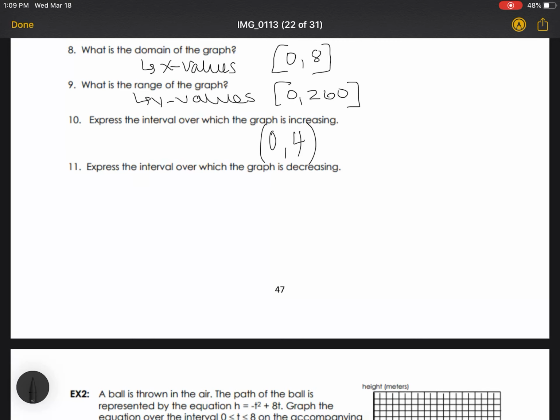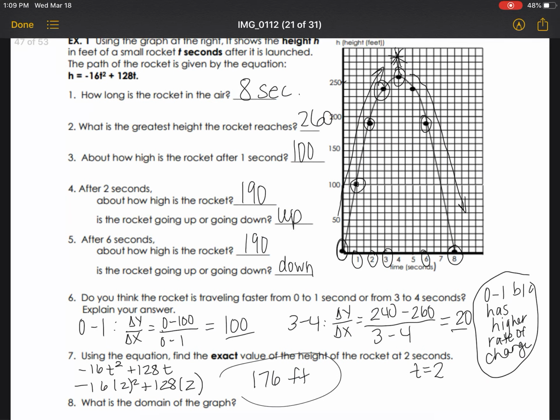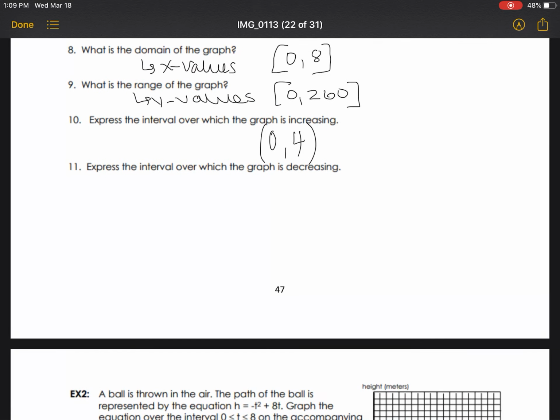Number 11 says state the interval that it's decreasing. So again, it's decreasing from the point when it hits its max height to where it hits the ground, so from 4 to 8 seconds. And just like before, we are not going to include 4 or 8 because those are 2 points at which it's actually just kind of at a standstill, whether it's hitting its max height in the air, or it's now on the ground at 8 seconds. So we're going to use parentheses there as well.